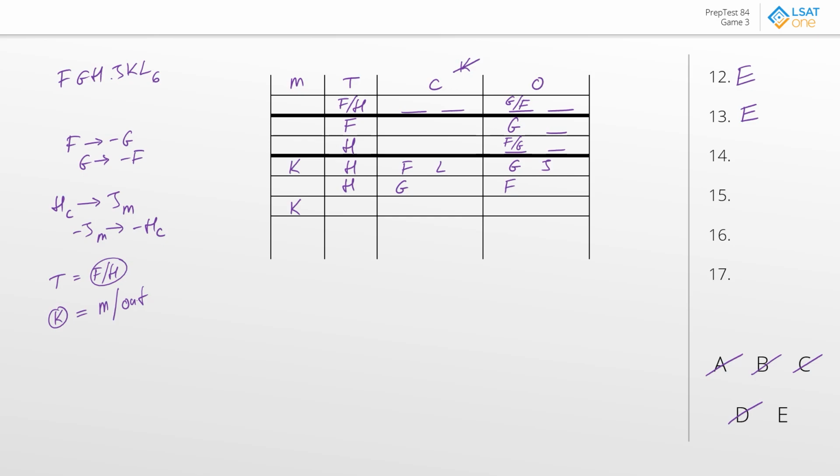K could be the mayor in both cases. And, well, this rule actually does get applied. So we know that if J is not the mayor, which currently J is not the mayor, we actually do know that H could not be a councillor. So at the very least, I guess we can say H is not a councillor.